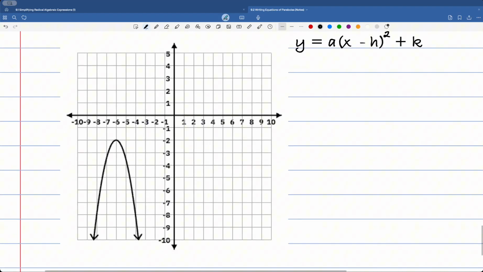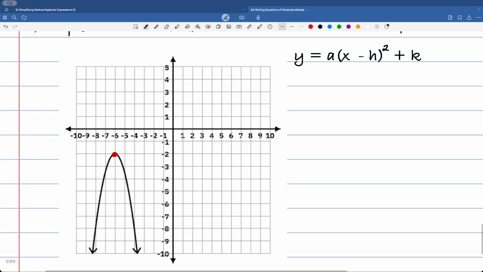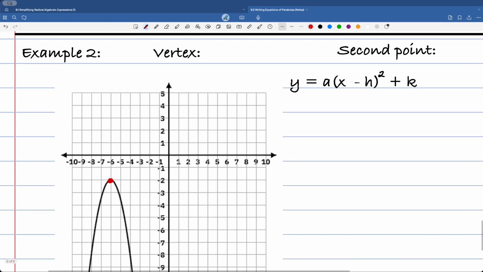Okay, and last one. First things first, identify the vertex. So we're at -6, -2. I'm going to write it down, in fact, in vertex form. So y equals a times x, the opposite of h, so +6 squared, keep the k, so -2.